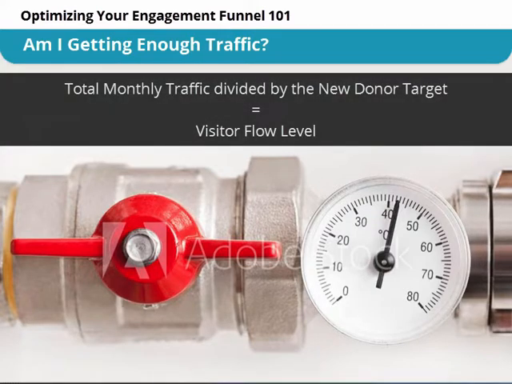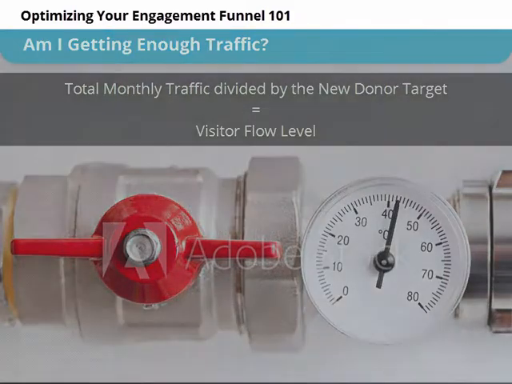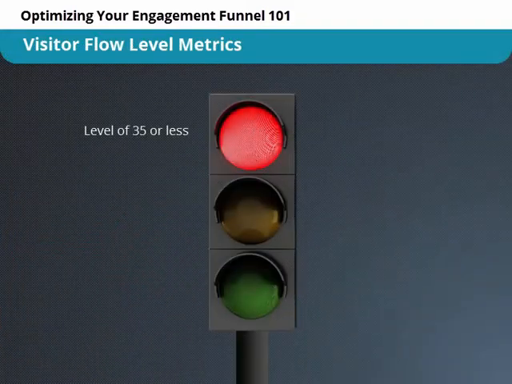To do this, take your traffic and divide it by your new donor target. The result is your visitor flow level. Make sure that you are using traffic and new donor target numbers for the same period of time. A visitor flow level of 35 or less will put you squarely in the red zone, and your engagement funnel will struggle like an engine without enough gasoline.